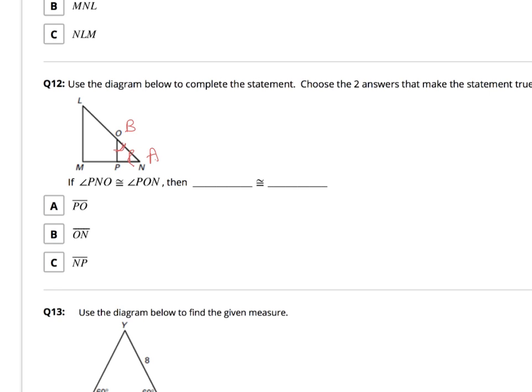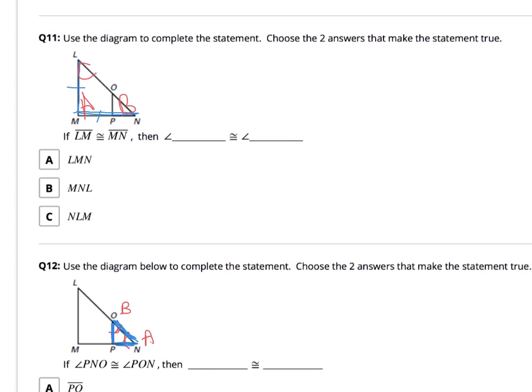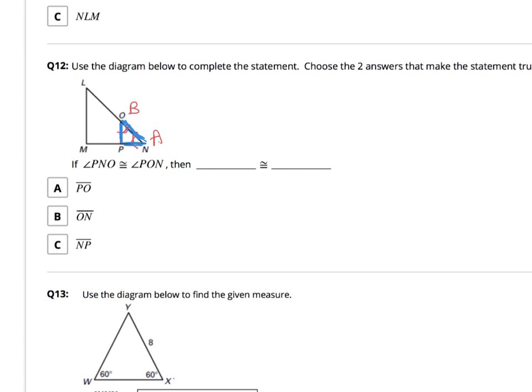Which sides? Okay, so you've got PO, ON, or NP. I'm going to label those in blue. So PO is just this little guy right here. Okay, is it ON? Remember, you've got to pick 2 of them that are going to be equal to each other. Or is it NP? So this little triangle, which 2 are congruent? Now, if you use what you learned in the last one of which 2 segments were congruent, it was LM and MN, that might be of help for you down here. But you've got to pick 2 to fill in the blank.